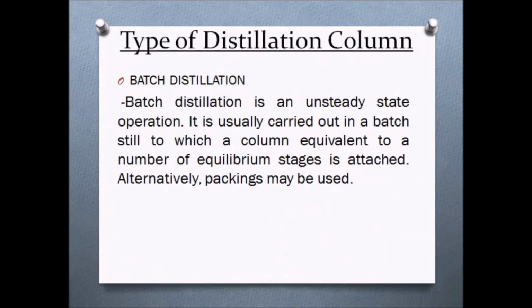There are three types of distillation column. First, batch distillation. Batch distillation is an unsteady operation. It is usually carried out in a batch still to which a column equivalent to a number of equilibrium stages is attached. Alternatively, packings may be used.